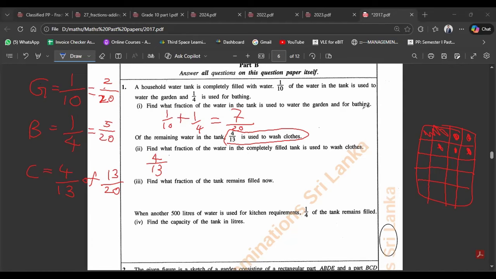For gardening and bathing, the total we got was 7 over 20. It's something like out of 20 pieces, 7 pieces have been used for these two. Then out of the 20, what is the remaining part we have? So how many remaining pieces we have here? 1, 2, 3, 4, 5, 6, 7, 8, 9, 10, 11, 12, 13. It's something like from 20 chocolates, you have given 7 to your brother. So what is the remaining you have there? 13. Is that clear now?